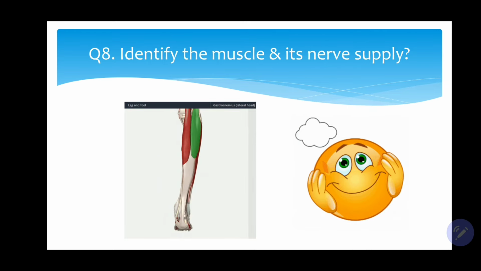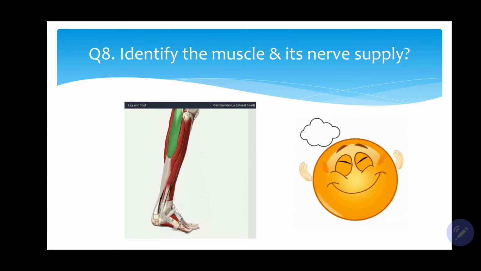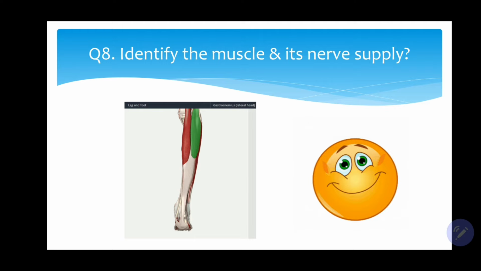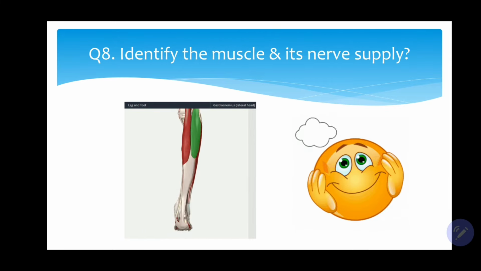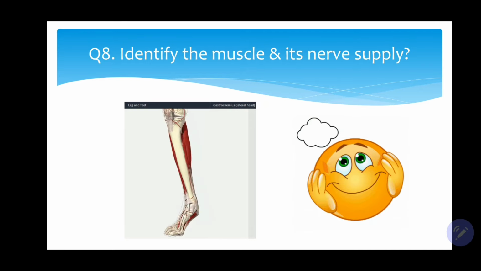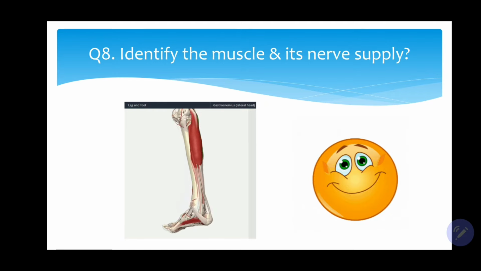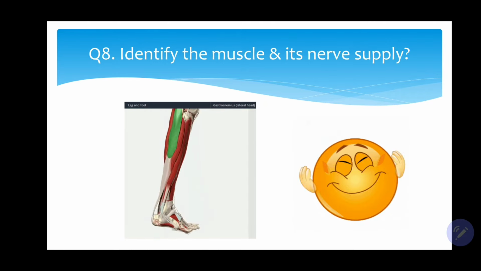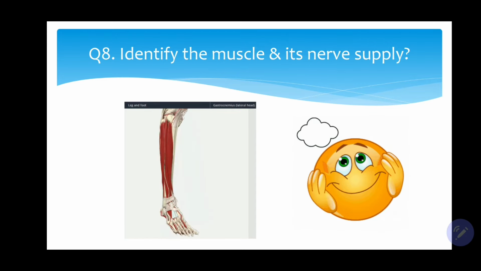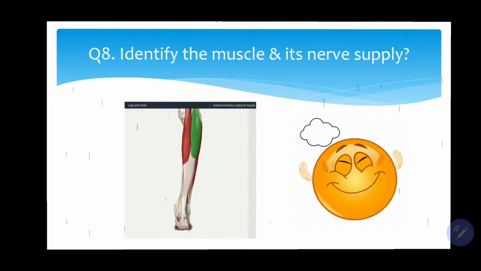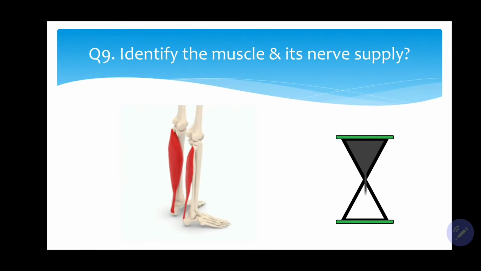Action, of course, remember, is a powerful anti-gravity muscle, right? Why is it a powerful anti-gravity muscle? It helps you elevate your body on the toes. It means it's a powerful plantar flexor of the ankle joint. So it helps make you stand on your toes. So that means it's a powerful anti-gravity muscle, along with a muscle below this, and that is Soleus. Okay, then identify the muscle and its nerve supply.